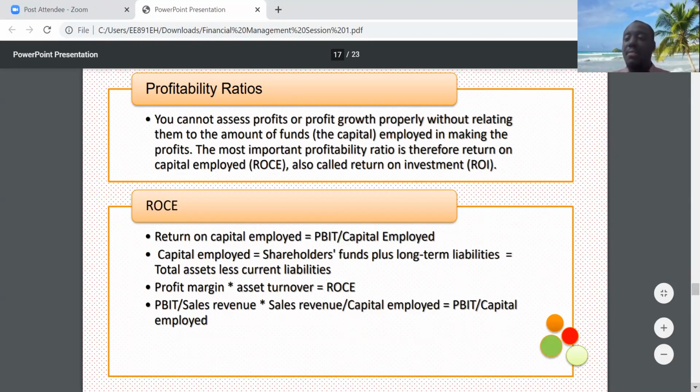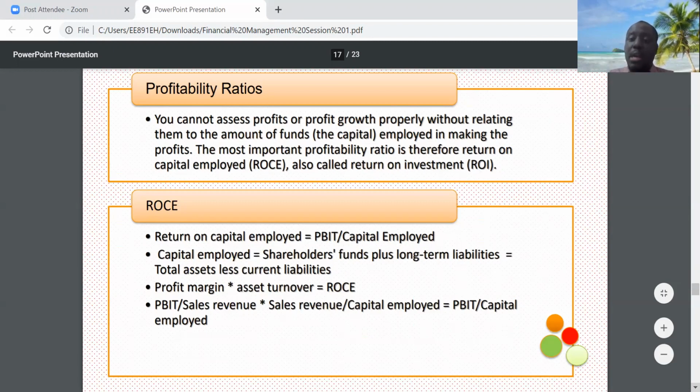Your profit before interest and taxes is simply operating profits, the profits that you earn from your day-to-day activities. You put in the capital also to make money through your day-to-day activities, so it's only fair that you use operating profit. So your operating profits divided by your capital employed. Very important. Your capital employed is simply your shareholders' funds plus long-term liabilities. Your shareholders' funds plus your long-term liabilities will give you your capital employed.